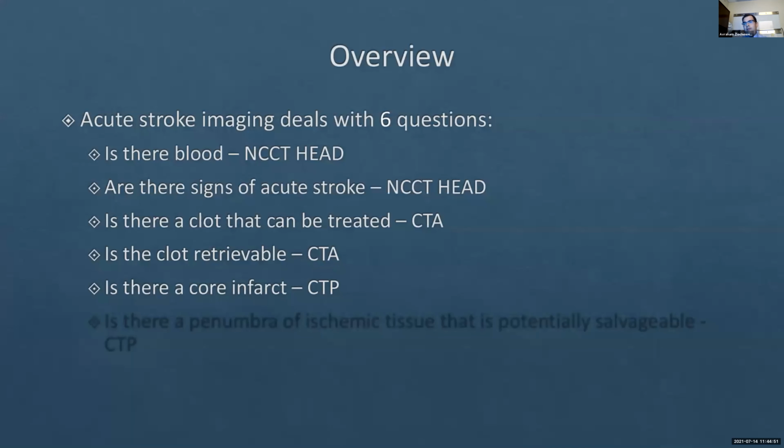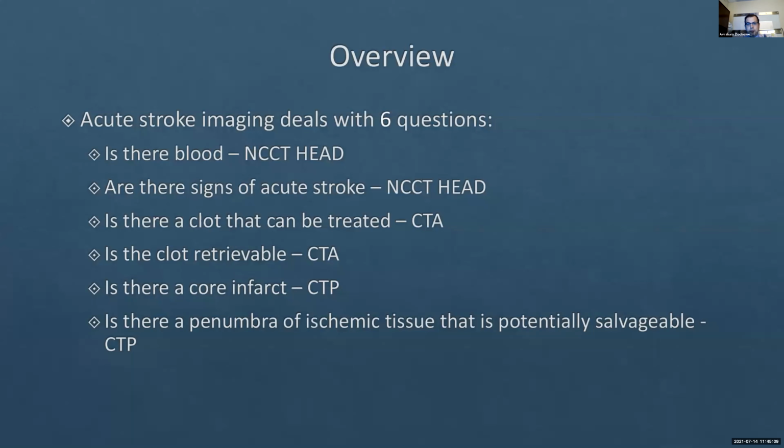And then we're going to use a fancier technique called CT perfusion, which is used to evaluate the brain in different ways. We're looking for something called a core infarction, basically an area of dead tissue, and what's called penumbra, tissue that's not dead but may be treatable. This is extremely important for treating strokes, and we'll discuss what all these things mean, but I just want to give you an overview. If you can answer these 6 questions with our stroke code, we've basically done what we've needed to do, okay?